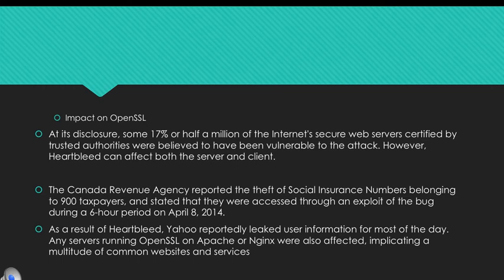The Canada Revenue Agency reported the theft of social insurance numbers belonging to 900 taxpayers and stated that they were accessed through an exploit of the bug during a 6-hour period on April 8, 2014. As a result of Heartbleed, Yahoo reportedly leaked user information for most of the day. Any servers running OpenSSL that were unpatched were also affected, implicating a multitude of common websites and services.